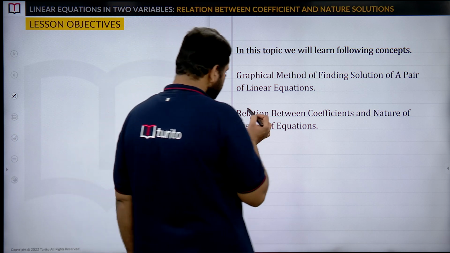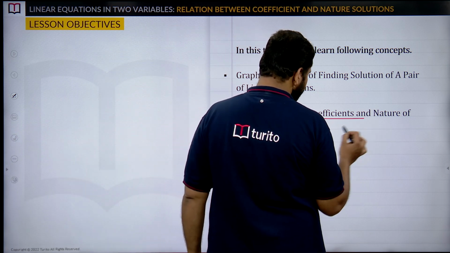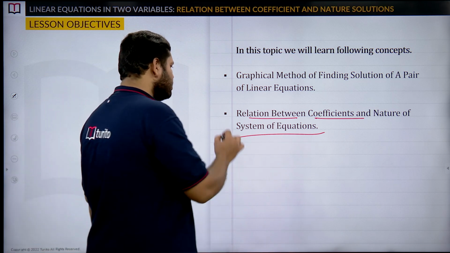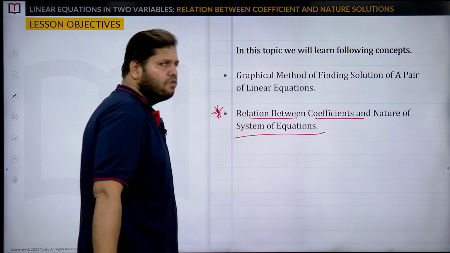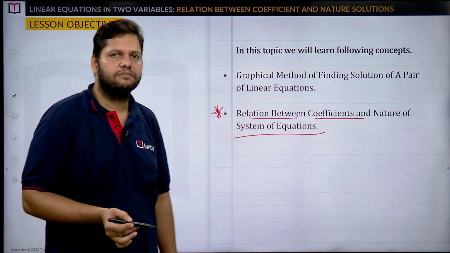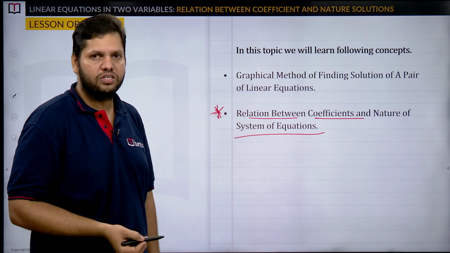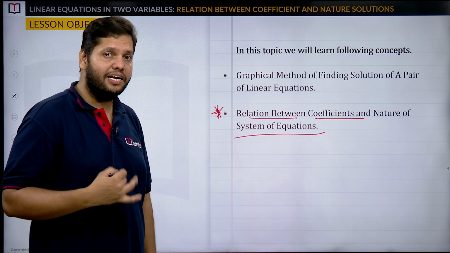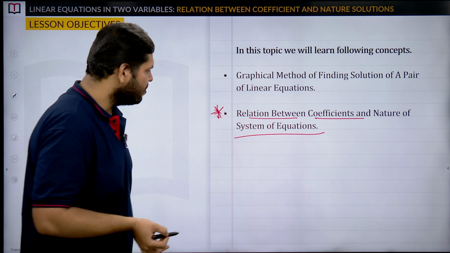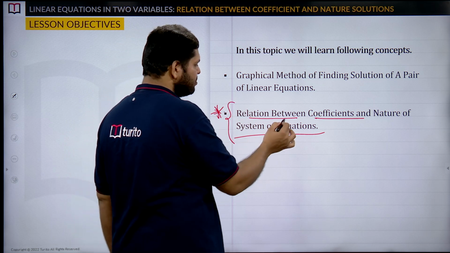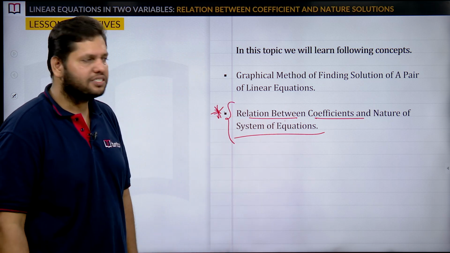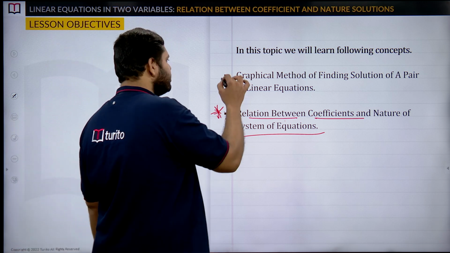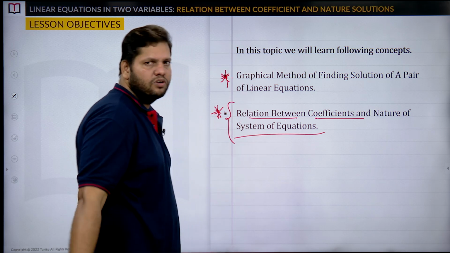And one more point, children: we are discussing the relationship between the coefficients and the nature of system of equations. Okay, these are very important, children. Like how we can decide whether the pair of equations has a single solution or many solutions or no solution. That we have to discuss, children, so that we can identify it easily without solving the equations. So for that we have to build some relationship, and that relationship is between the coefficients and the nature of system of equations. Okay. So these two things we are discussing, children, in today's class. So let us see one by one, children.